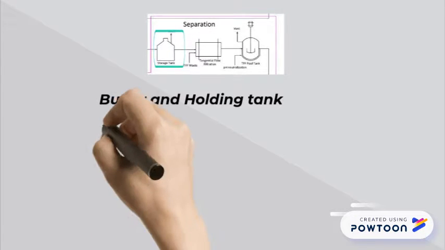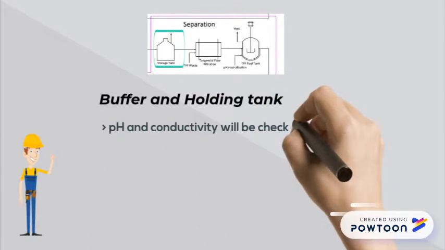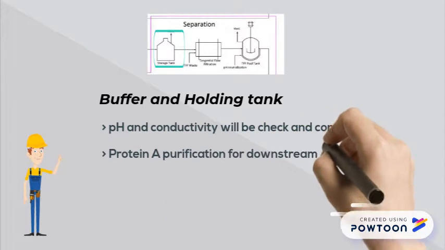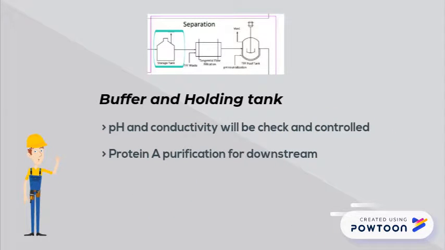buffers, will be mixed with WFI in disposable containers, and its pH and conductivities will be checked and controlled until the buffers are used. The media and product will then be collected and stored in storage tanks, in which Protein A purification will then be conducted and processed further downstream.